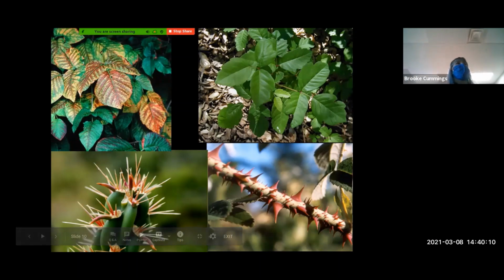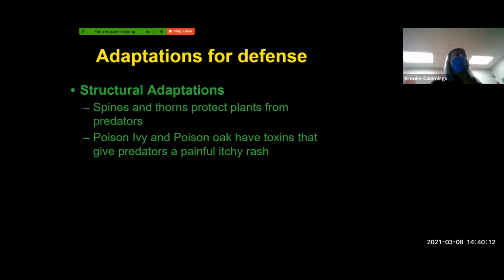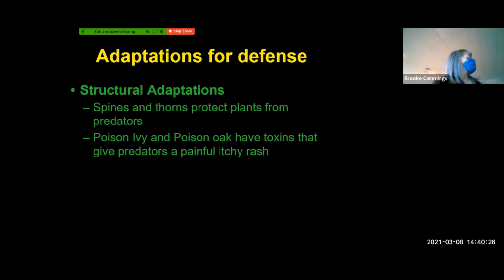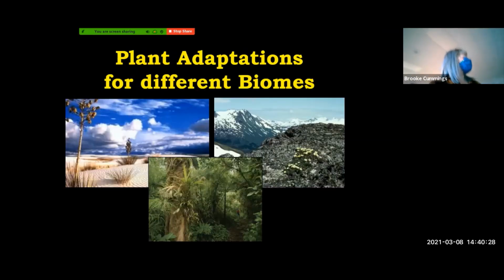We also have things that are toxic. So poison ivy, poison oak. Generally, animals are pretty good about remembering what things they are not supposed to eat and how bad of a reaction it gave to them or their friends. They're actually surprisingly smart like that.